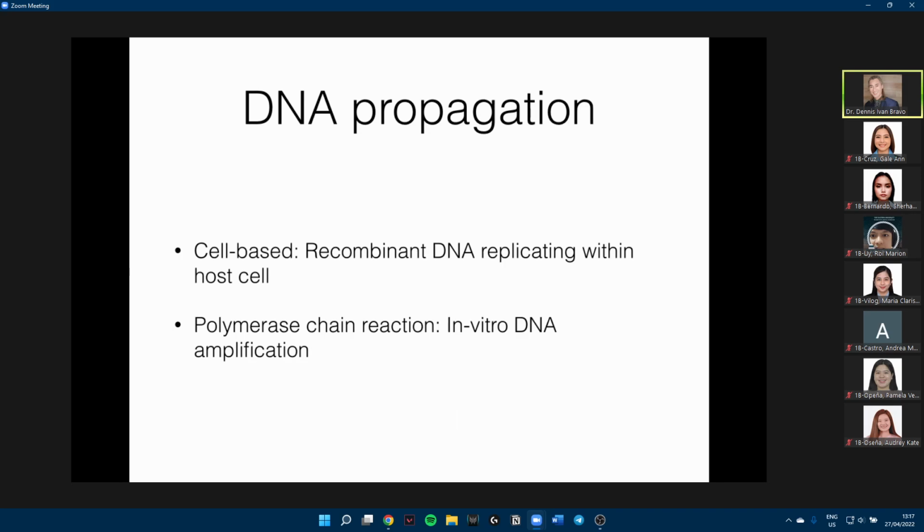I'll be presenting two methods for DNA propagation. The first is cell-based, where we shall be utilizing a host cell that contains replication machinery in the form of DNA polymerase, among other enzymes. That recombinant DNA will be introduced into that host cell to allow that recombinant DNA to use those enzymatic machinery for the process of replication. The second one, PCR, is an in vitro process. Let's start first with cell-based.